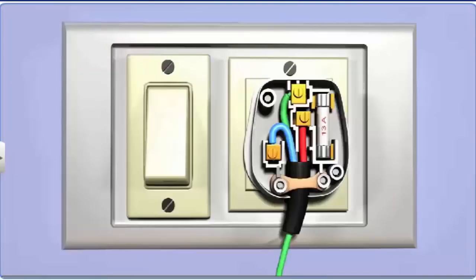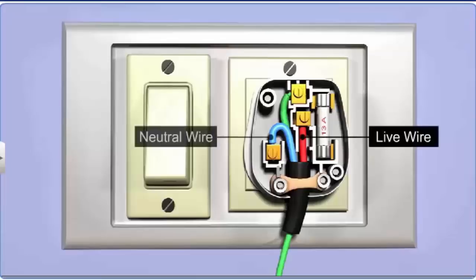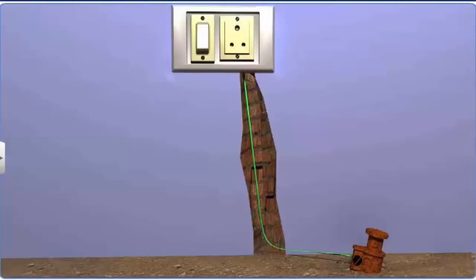In any household electric circuit, in the mains supply, we see three wires, namely live, neutral, and earth. Live and neutral wires carry the electric current, whereas the earth wire is used as a safety mechanism. All earth wires terminate in a thick metal plate buried deep in the earth.